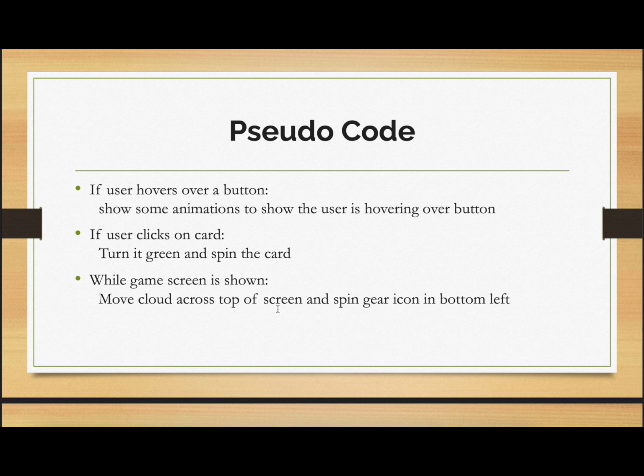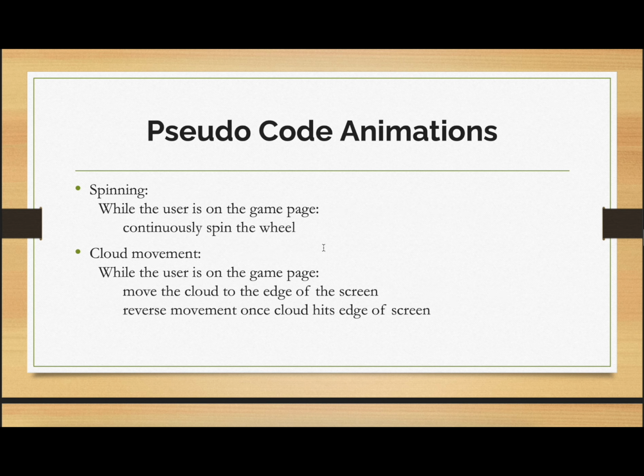Okay, and then we have a couple of other just basic things. So if a user hovers over a button, show some animations to show that. If the user clicks on a card, turn it green, and then spin the card so that they know that's the card that's currently being shown. And then while the game screen is active, just move the cloud across the top of the screen and spin the gear icon in the bottom left.